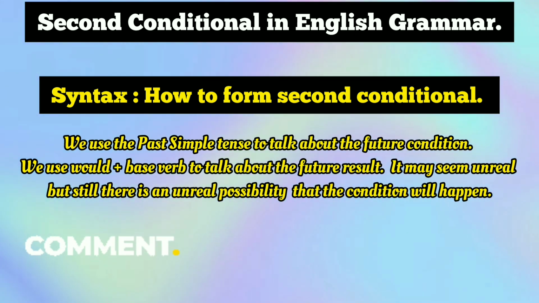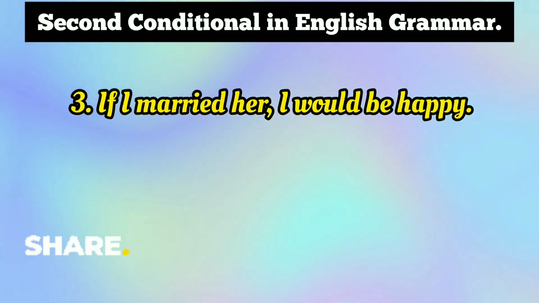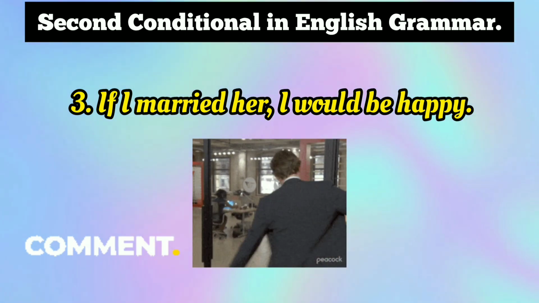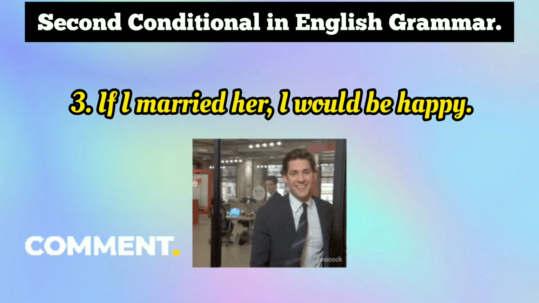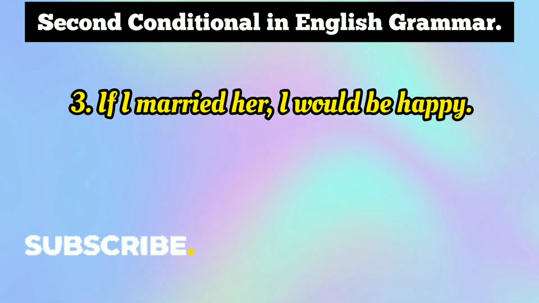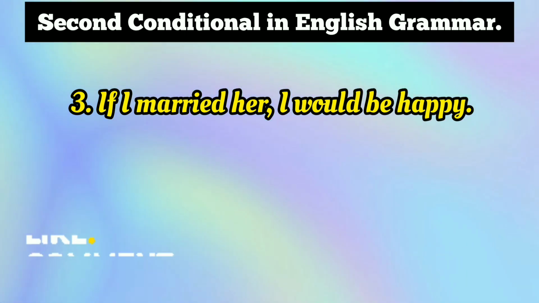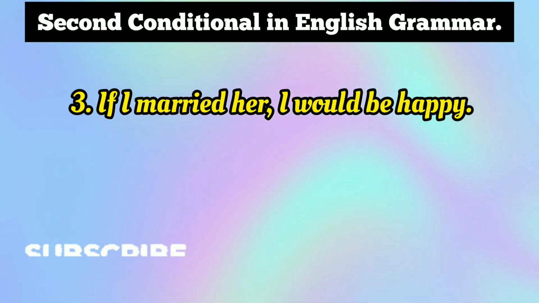Up next, we are going to see more examples of second conditional. As you see, the third sentence is on your screen. If I married her, I would be happy. So this is kind of an unreal condition I'm giving. The condition I'm using is married, which is in the past form. If I married her, I would be happy. So here I'm using would and the base form of the verb or the infinitive, and I'm giving the result, happy.